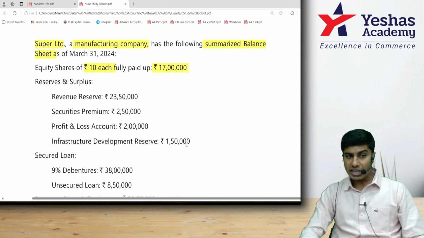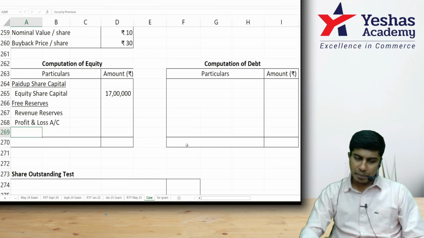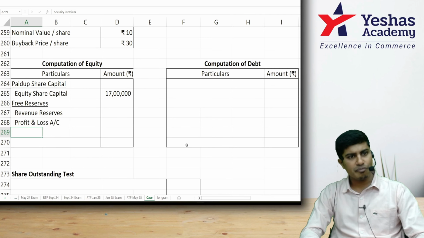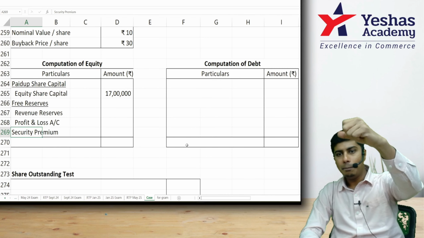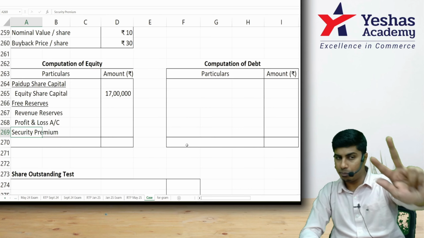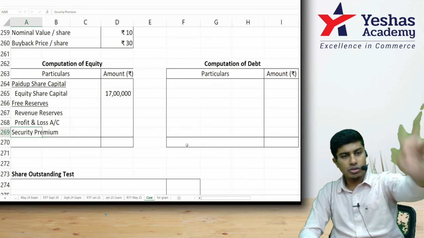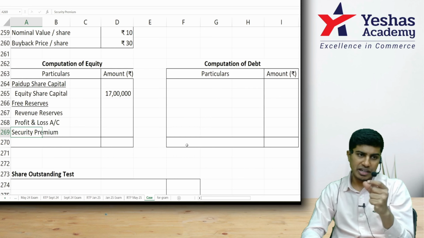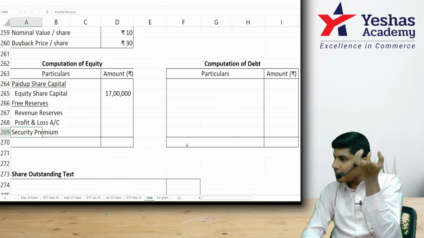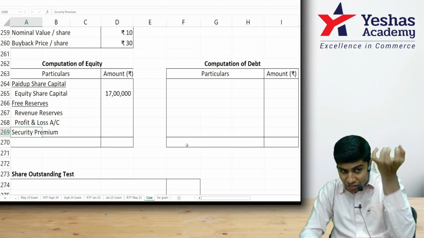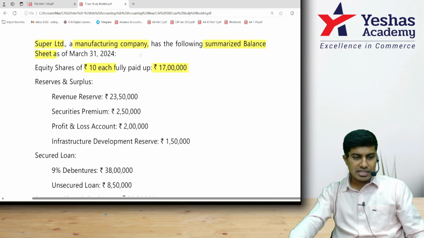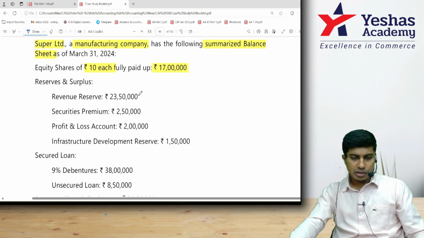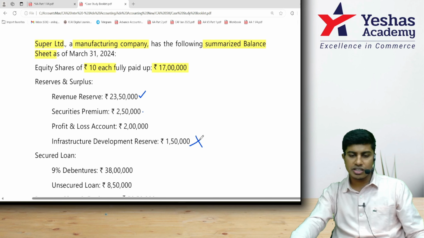Security premium is to be considered. Security premium is not free reserves, but it's also supposed to be considered in the part of buyback. Because whenever we apply, it is PUC plus FR plus SP. Paid up capital plus free reserves plus security premium. Is security premium free reserves? No. But when you try to compute equity, the definition of equity will include paid up capital, will include free reserves, will also include security premium. And this reserve what we have here in the name of infrastructure development reserve is not considered to be free reserve.